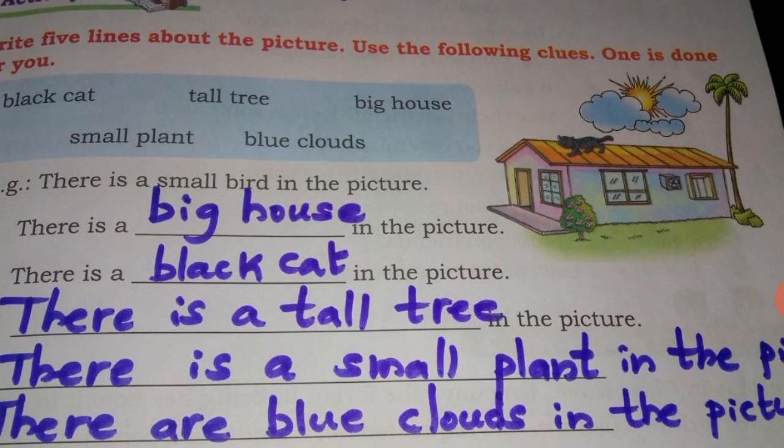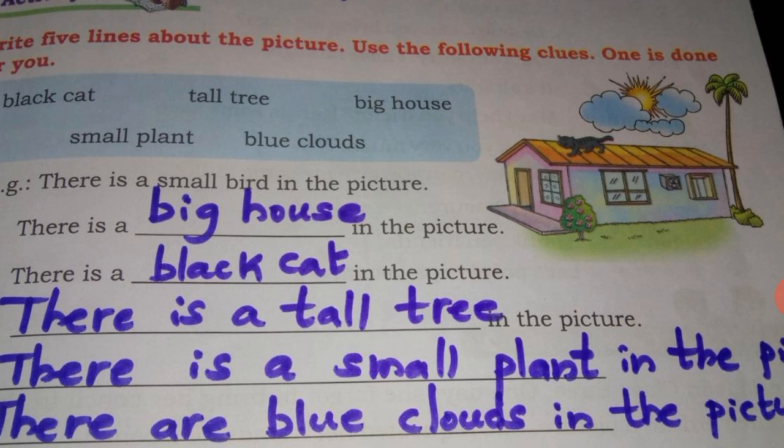Write 5 lines about the picture. Use the following clues. One is done for you. Okay. Black cat, tall tree, big house, small plant, blue clouds. Okay, all of you see the picture. This is very beautiful, no? A beautiful house is there, a coconut tree is there. You can see a black cat on the roof of the house, and you can observe the sun and blue colored clouds. Here they have given you the clues. You have to frame a sentence using these clues.